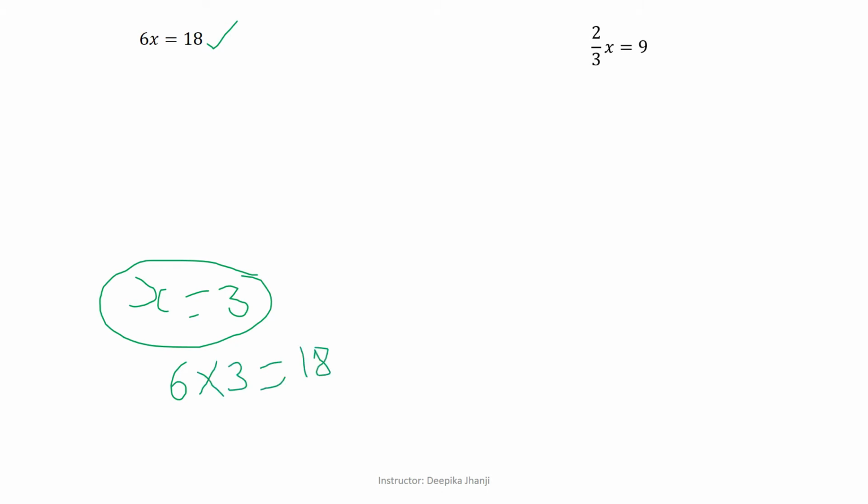What is the math behind this? How can we solve this equation using algebra? Now, we have the variable x and the number 6 is being multiplied here. For multiplication, the opposite process is division. So we'll divide both sides by 6, right? To get rid of 6 on both sides.